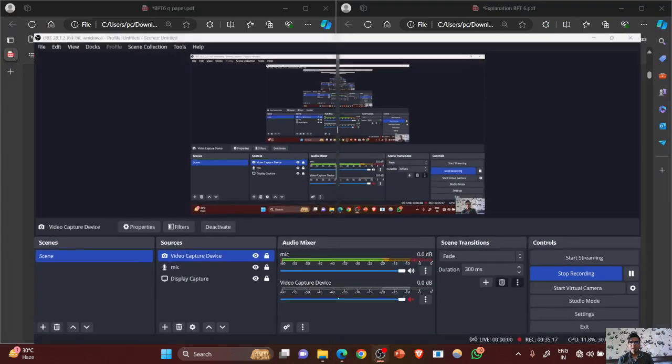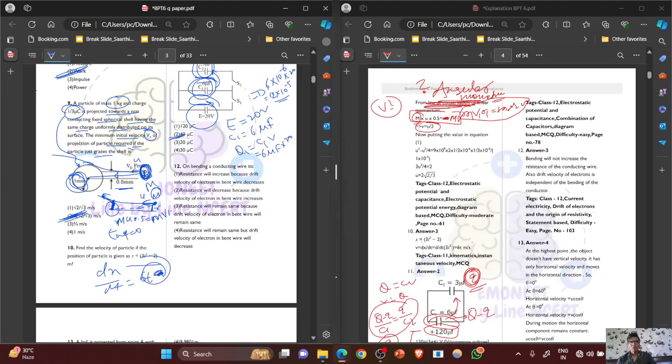Okay, yeah. So, on bending a conducting wire, the resistance will increase because the drift velocity of electrons in the bend will decrease. It's again a theoretical question. Resistance will decrease because of drift velocity. Resistance will increase on bending. Resistance will decrease because the drift velocity of electrons in a bent wire will remain the same. Resistance will remain the same. Yeah, you need to understand it.